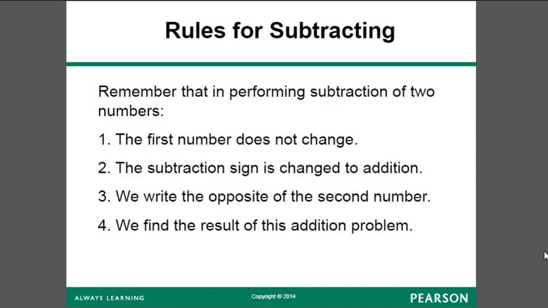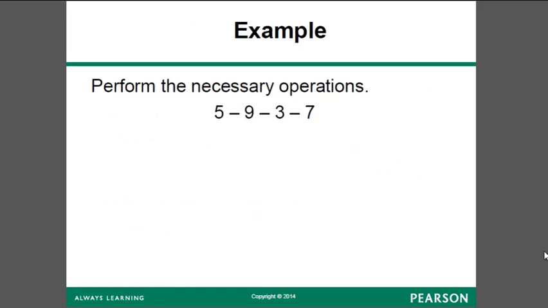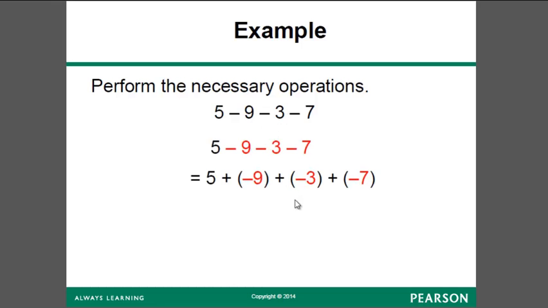Now then, let's look at an example with multiple items. I have 5 minus 9 minus 3 minus 7. Oh, this doesn't look real pretty, does it? Well, let's look at it. Another way of rewriting this would be 5 plus a negative 9 plus a negative 3 plus a negative 7, as I have done here.